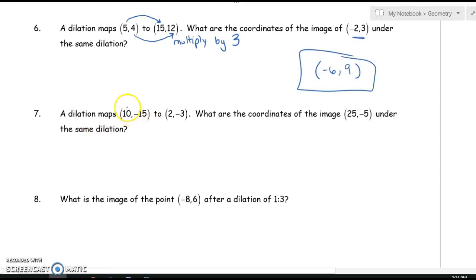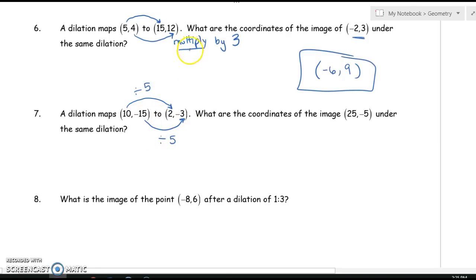Same idea with 7. We're going from 10 to 2 and -15 to -3. All right, again, it's always what are you multiplying by? So you might not be able to figure out what you're multiplying by right away, but if you notice, we're getting smaller. So you might think more like division. To get from 10 to 2, you're basically dividing by 5. And to get from -15 to -3, you're also dividing by 5.